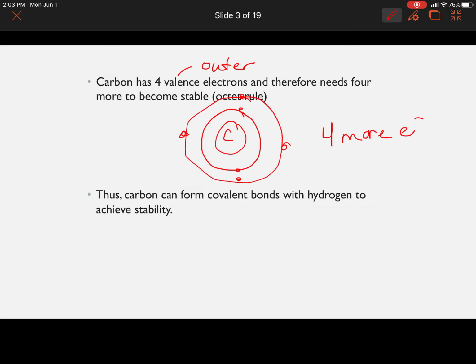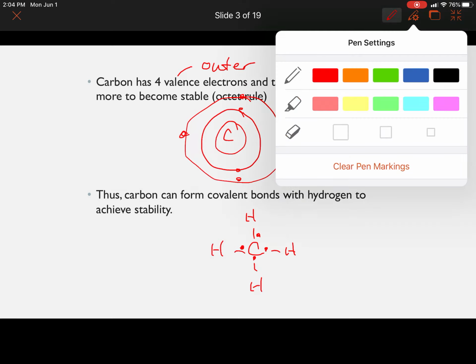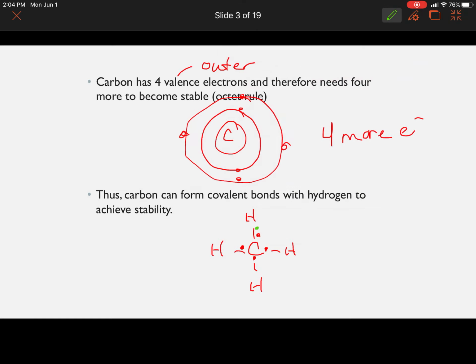Because of that, we know that carbon can form covalent bonds then with hydrogen to achieve stability. So what that means, we've got a carbon, it can bond 4 times. So if we use a hydrogen on either end, they're going to be stable. Now let's just look at the carbon. So we know carbon, for example, has 4 valence, right? So I'll do those in red. Hydrogen has 1 valence as well. So the hydrogen is also going to be contributing 1 electron each.